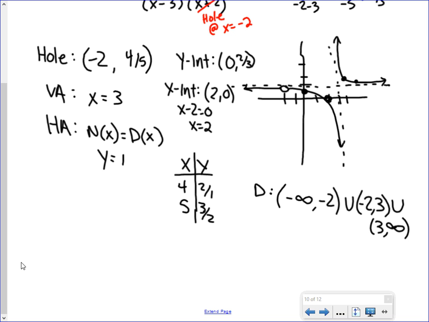If you do the range, you start at negative infinity, but now you're thinking about all the y stuff. When you get to your hole, instead of using negative 2, the x-coordinate, you put in 4/5, your y-coordinate. So negative infinity to 4/5, in union with 4/5 to 1, in union with 1 to infinity. So I have to exclude the hole from both, okay, x or y coordinates.